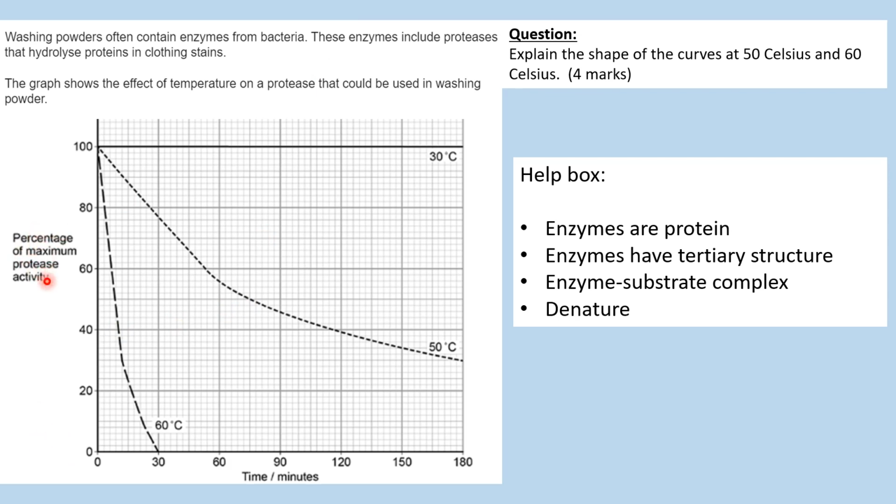Y-axis, percentage of maximum protease activity. So protease is an enzyme. An -ase is an enzyme that breaks protein. If you don't know that, look at the -ase. It's an enzyme. So as you can see, it's showing me the activity of the enzyme, how active it is. So the activity 100% here, okay, 80%. Okay, fine. And then it's showing me time in minutes. And then it's comparing the activity of this enzyme at 3 temperatures, 30, 50, 60. So I'm thinking about temperature as a factor affecting enzymes. And I'm thinking about kinetic energy here.